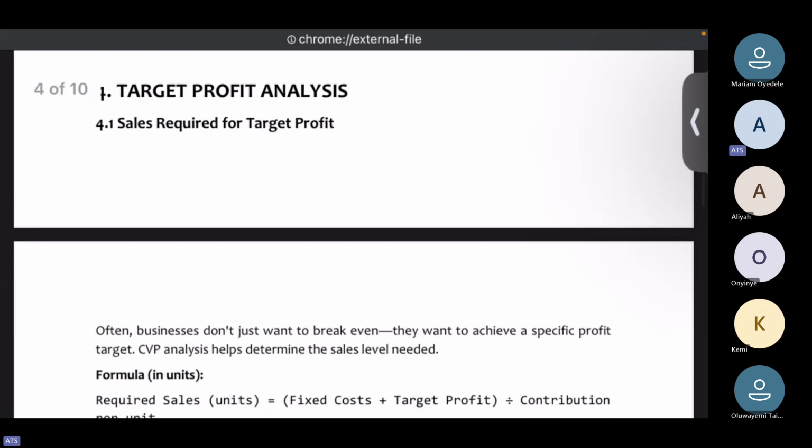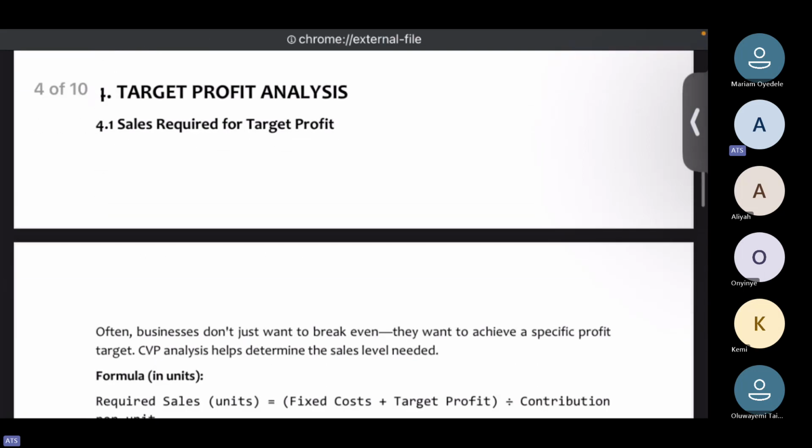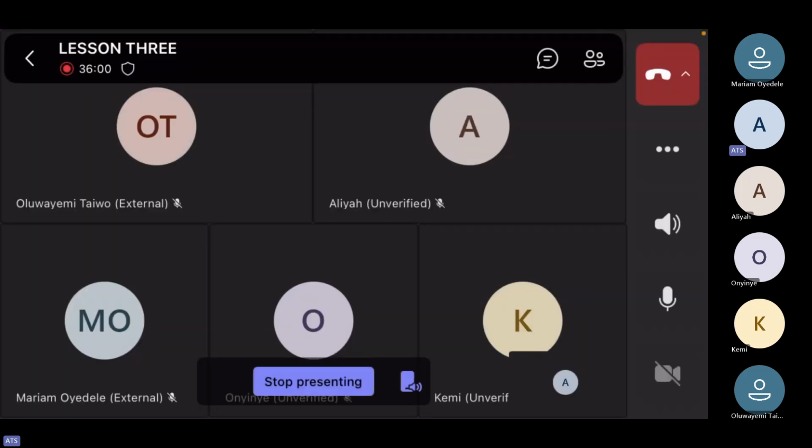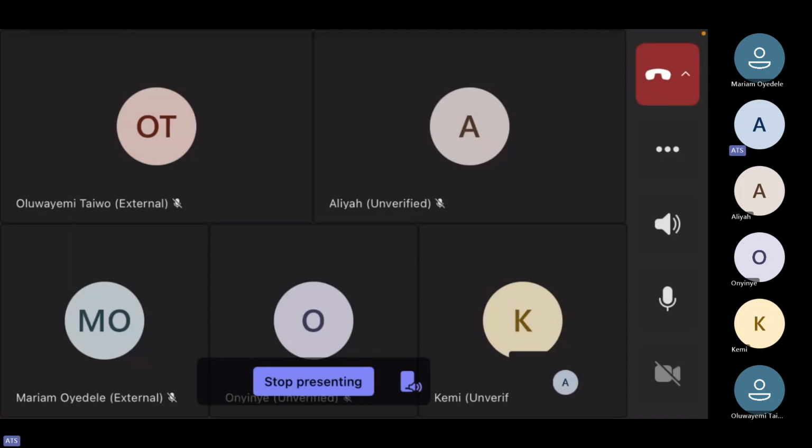Let me take a quick check. I want to see who is taking notes and who is not, or whether you people are following me. So let me start with Oluwayemi Taiwo. Can you hear me? Good afternoon. Yes, ma'am. All right. Can you give me, in your own words, a brief description of what contribution means?